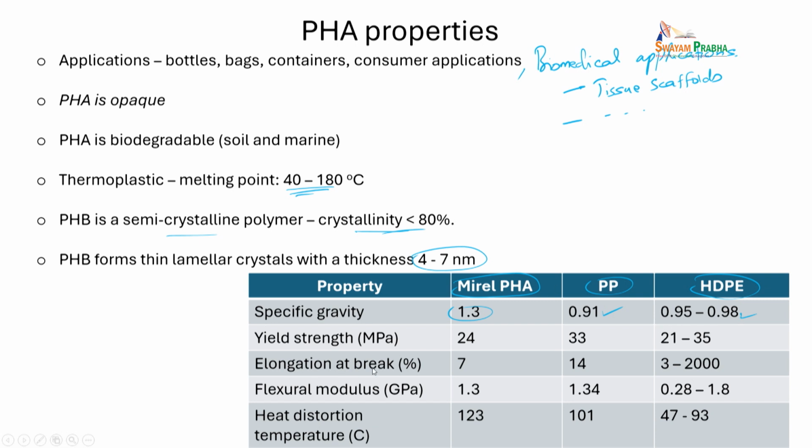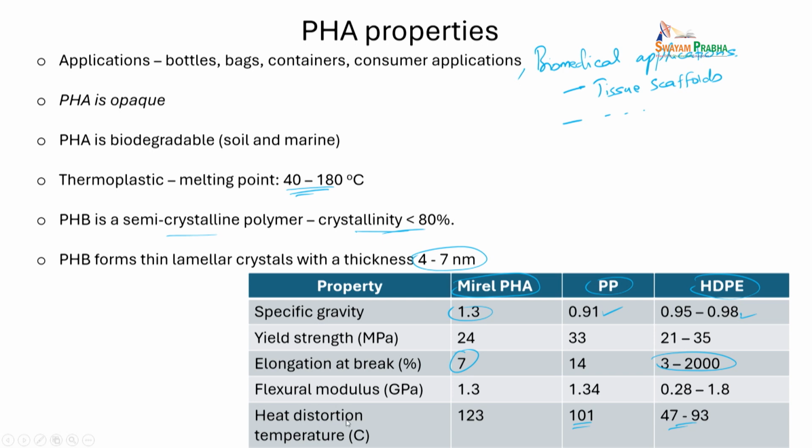But when it comes to elongation at break, this is only 7%, whereas HDPE can go all the way up to 1000 to 2000. So in elongation at break, it has a very brittle feature, whereas PP and HDPE have higher elongation at break. In terms of flexural modulus, PHA is as good as PP as well as HDPE. Heat distortion temperature is about 123, which is higher than polypropylene and HDPE.